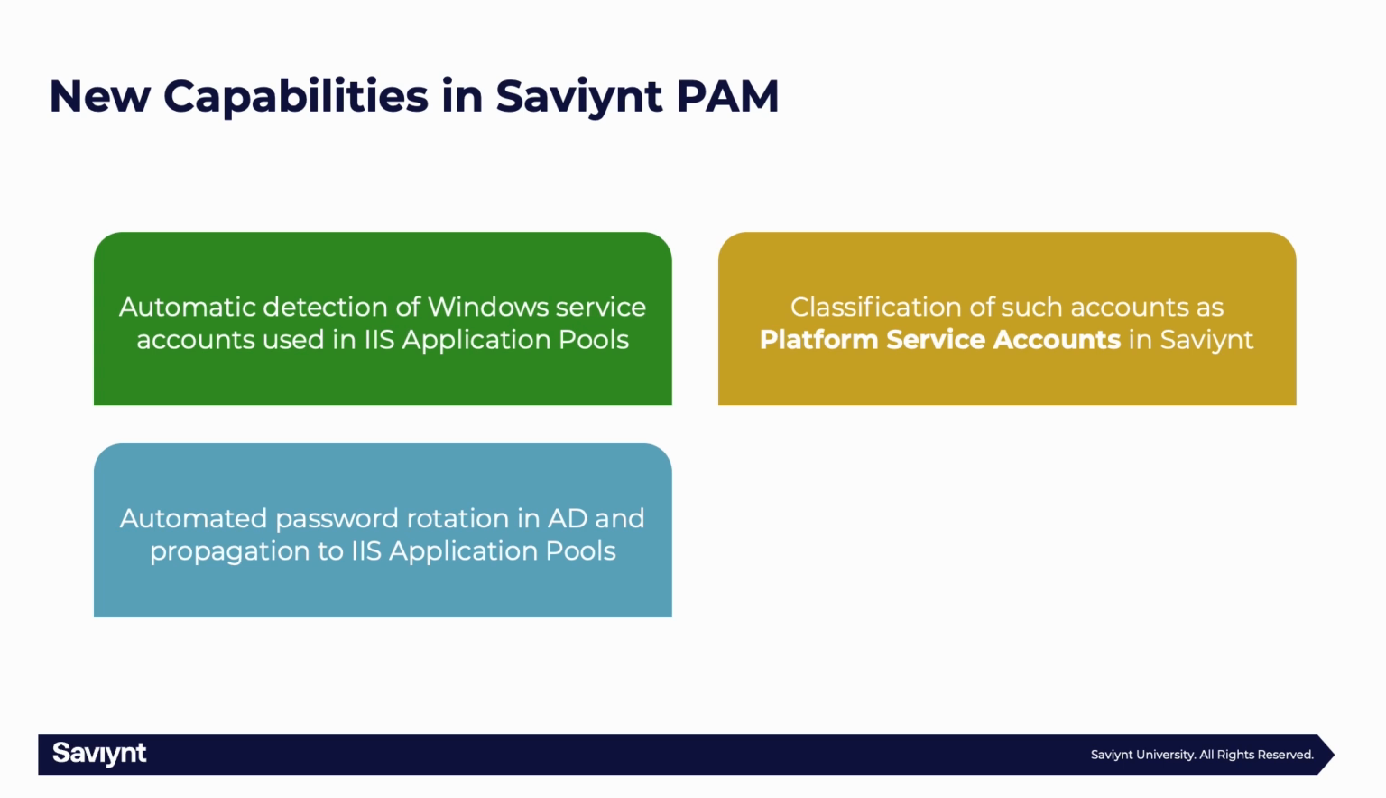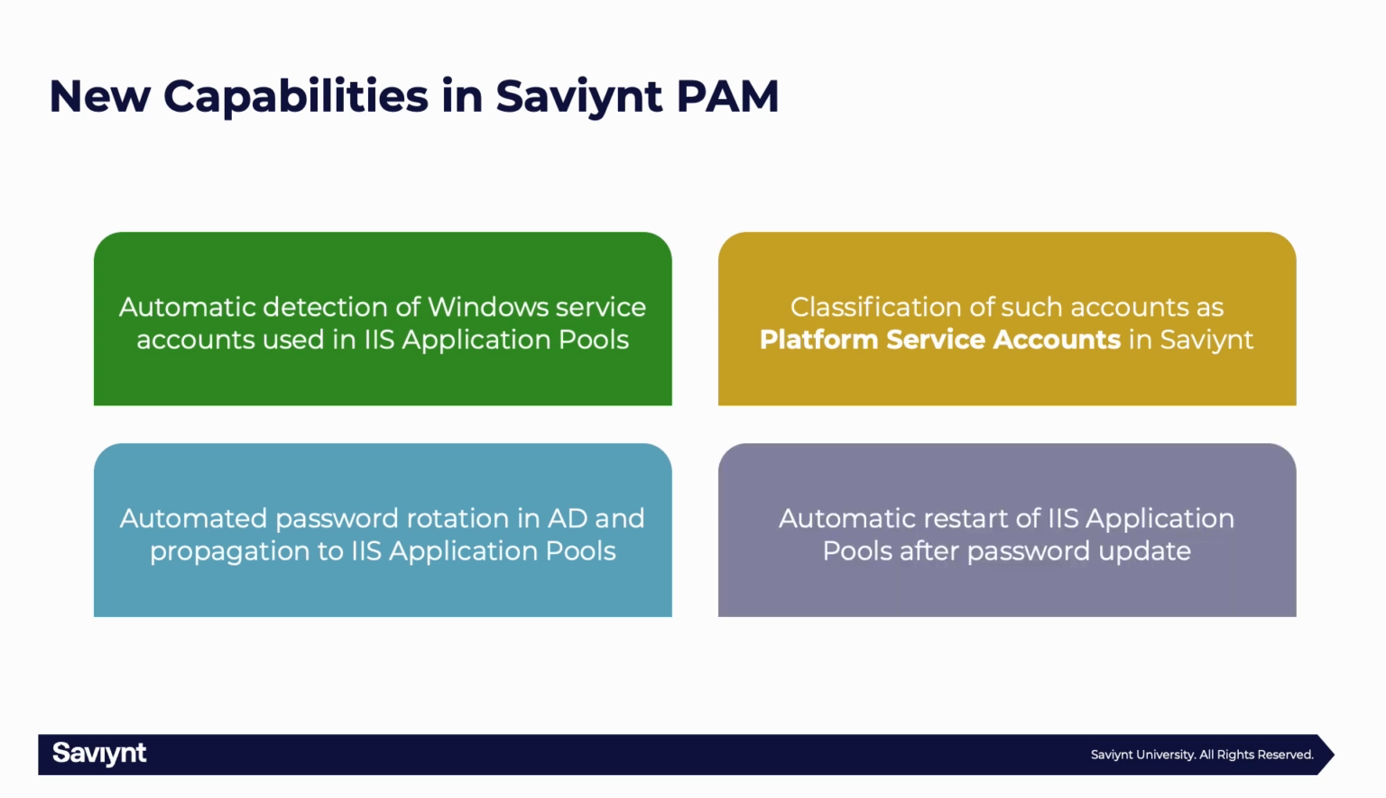Saviynt also manages passwords when local Windows accounts are used in these services. Saviynt PAM ensures that these services are restarted to reflect the updated passwords. It triggers an immediate restart of the IIS application pools. This ensures that the new password takes effect right away, maintaining uninterrupted service availability and minimizing downtime for critical web applications.